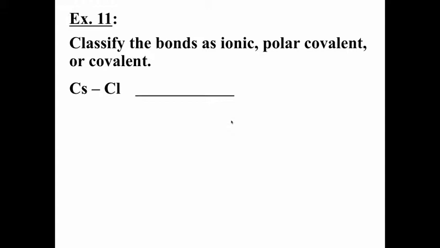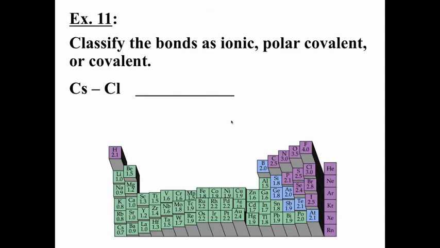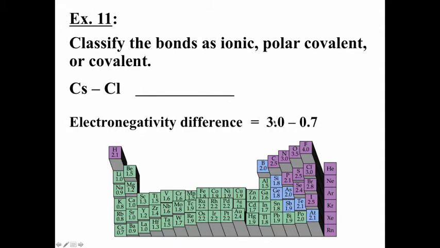All right, let's classify some bonds as ionic, polar covalent, or covalent. And we'll start with cesium chloride. Cesium has an electronegativity of 0.7, chlorine of 3.0. So the difference between those two is 3.0 minus 0.7, which is 2.3. And that is a pretty big electronegativity difference, which corresponds to an ionic bond. Electronegativity difference bigger than 2.0.